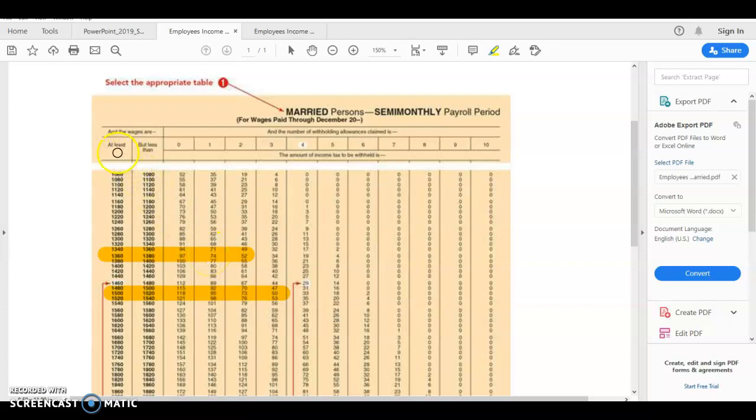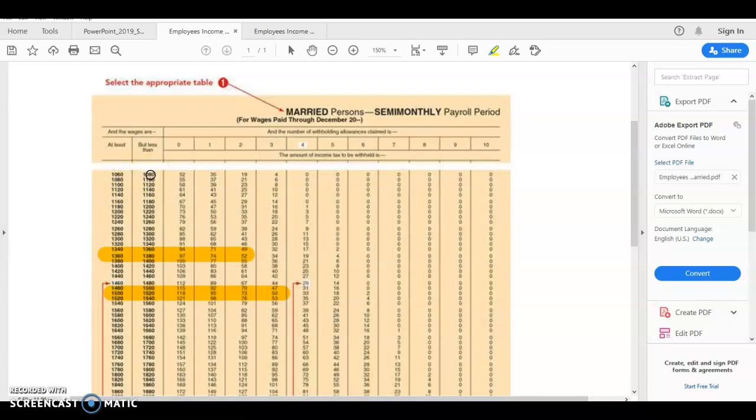I know it's kind of blurry, but look, they say if the payroll is at least this much, but less than. So if you look at this first amount, if that person made exactly $1,000, you don't use this one, you use the next one because it has to be less than this amount. Okay, that's real important when you're looking these things up.